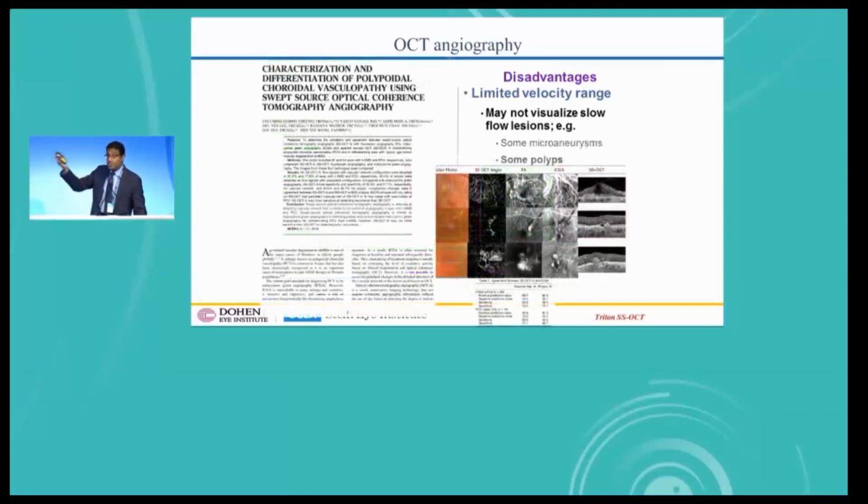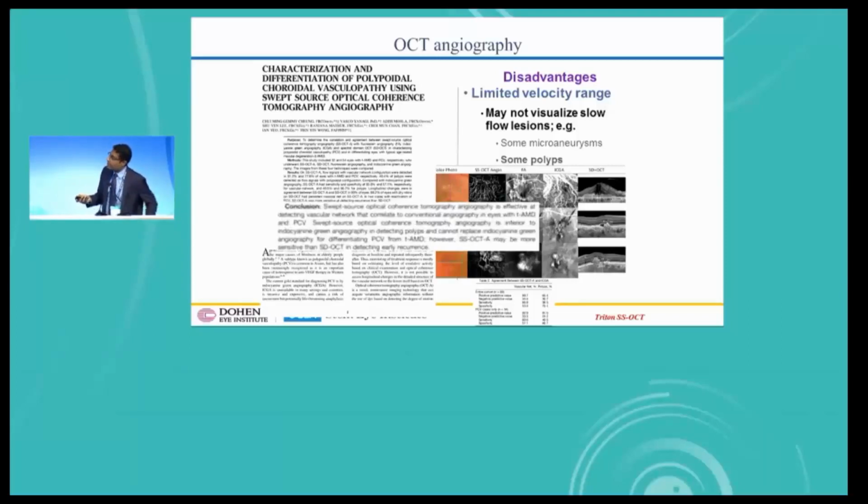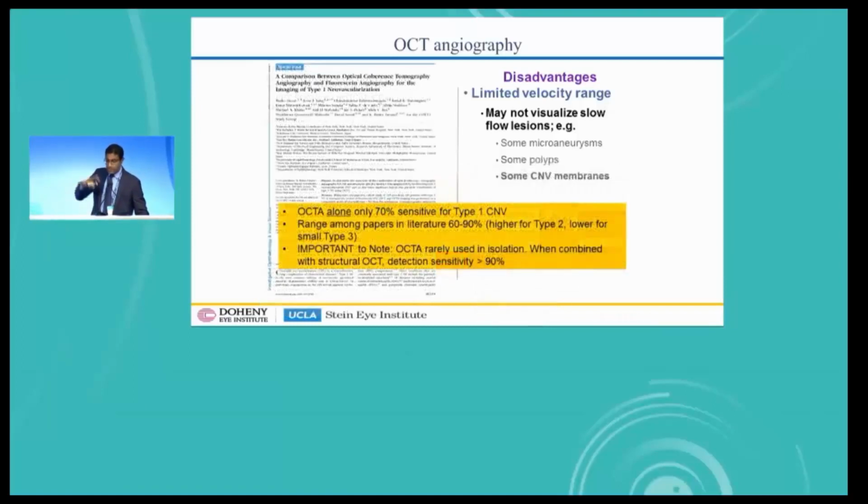Similarly with polyps, Jemmy Chang is going to give a talk later on, and they published a very nice paper on this concept: you can see polypoidal disease, you can see polyps in OCT angiography, but not all of them. In fact, they concluded in their paper as well that swept source OCT angiography is inferior to ICG for detecting these polyps. So we can't do everything. We can do many things, but not necessarily everything with OCT angiography, and that's where dye-based angiography can still have a role.